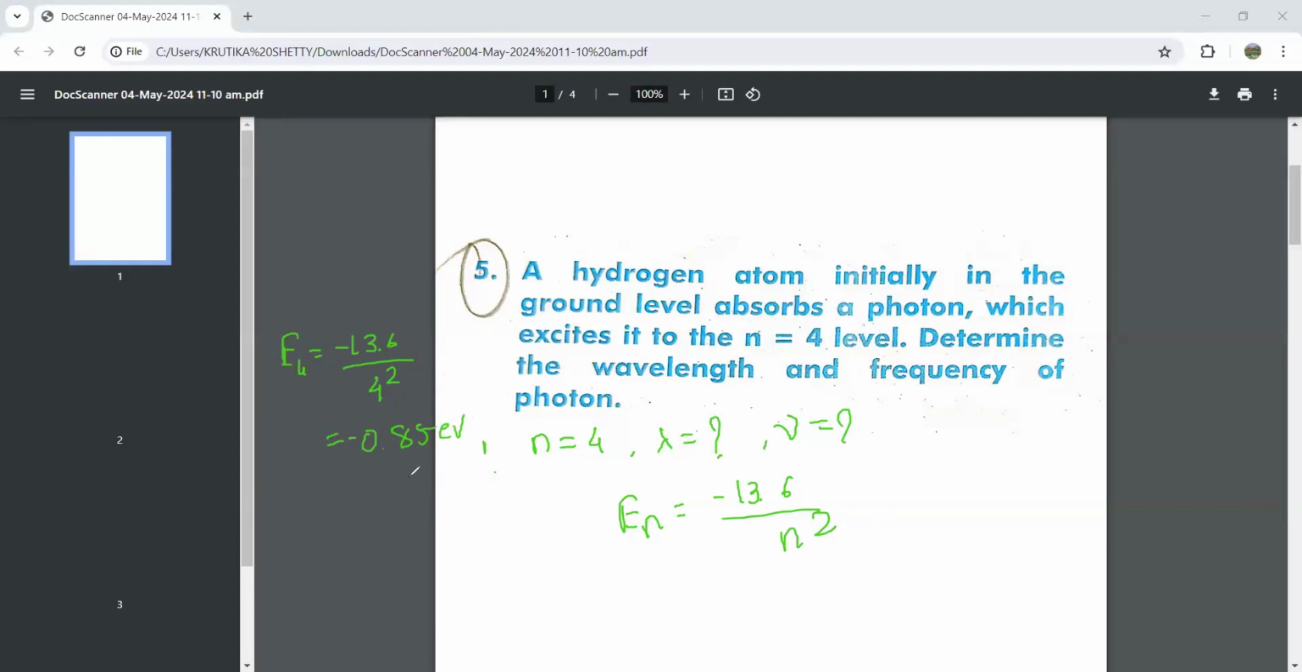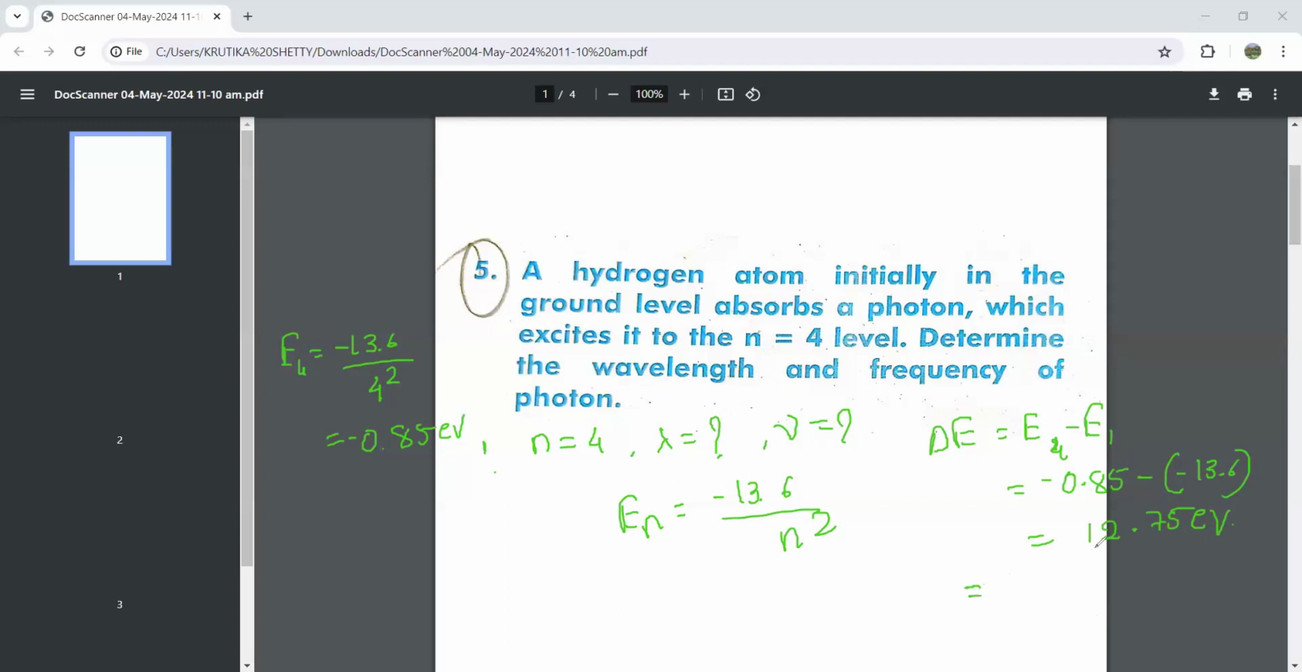Suppose I calculate the change in the energy, delta E is equal to E4 minus E1. E4 value is minus 0.85 minus of 13.6, because E1 value is minus 13.6. So minus into minus becomes plus. So minus 0.85 plus 13.6. If you simplify this, you will get 12.75 electron volt. So this is energy, and this is in electron volt.